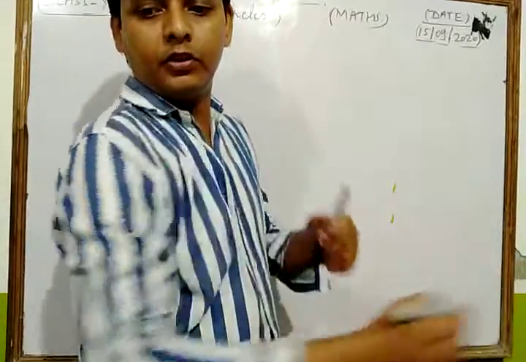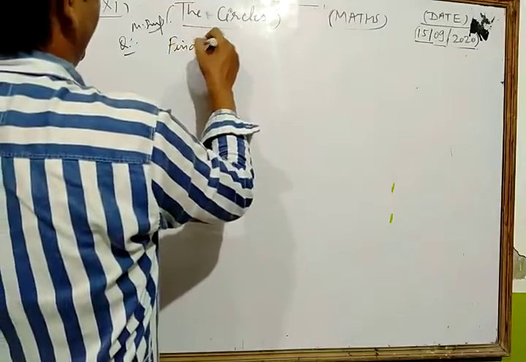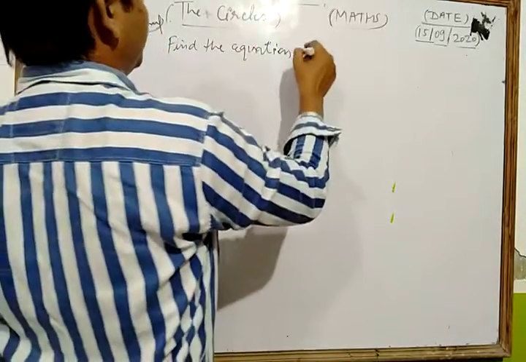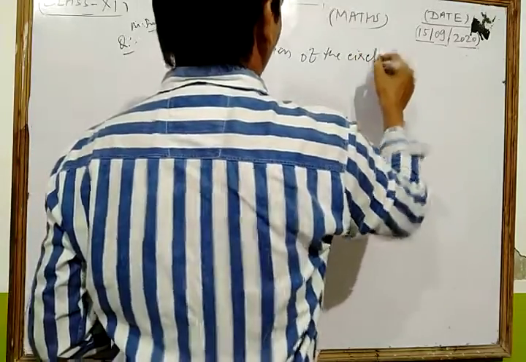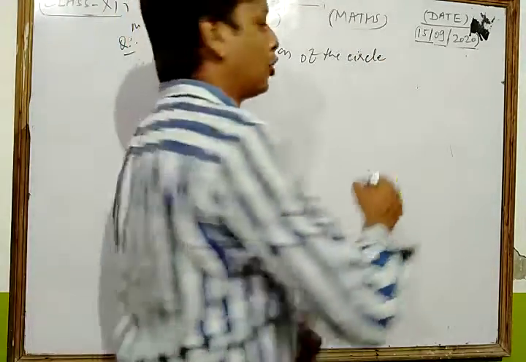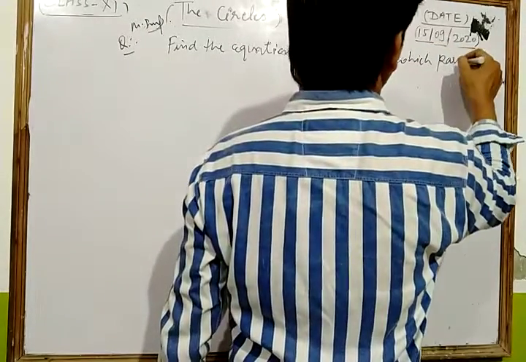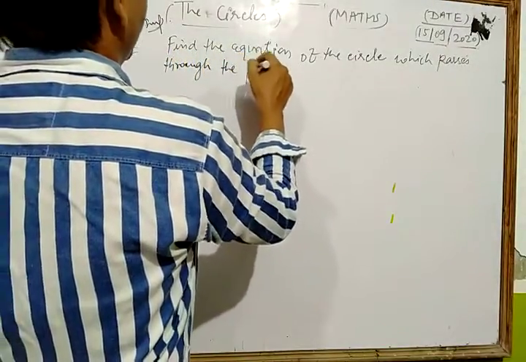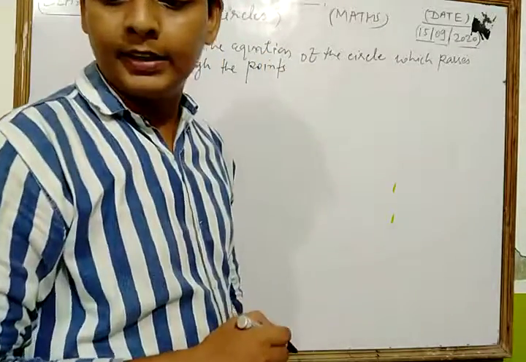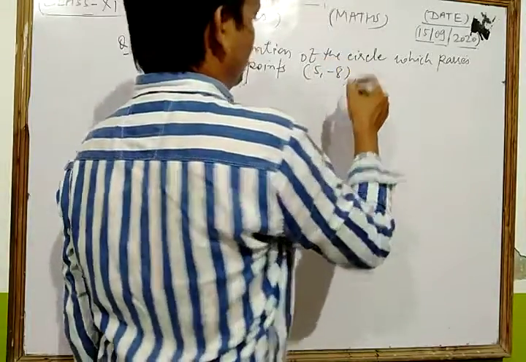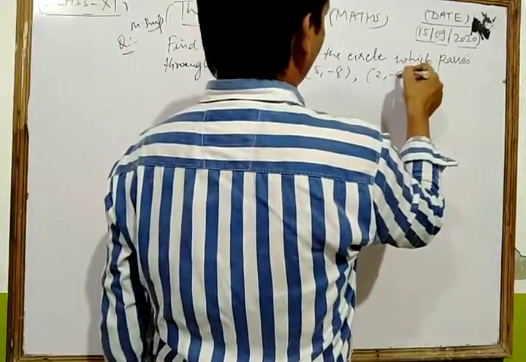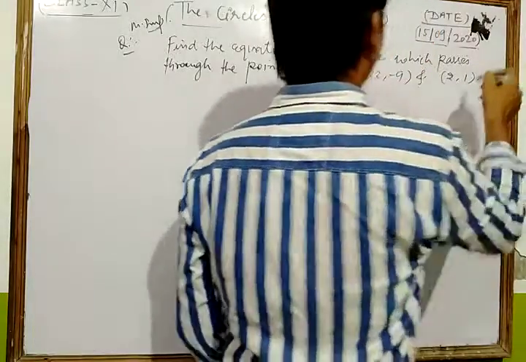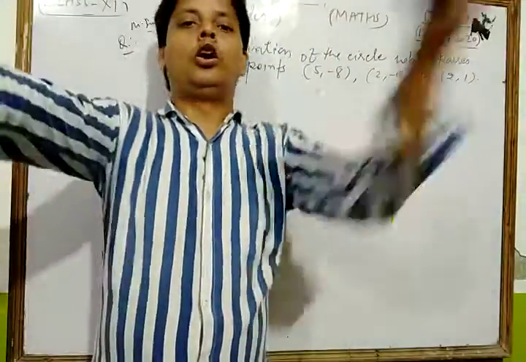Your question is find the equation of the circle which passes through the points 5 comma minus 8, 2 comma minus 9 and 2 comma 1. Dear student, this is one of the most important questions of your NCERT exercise.